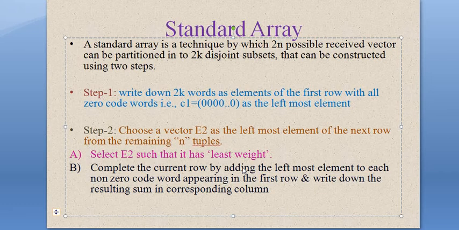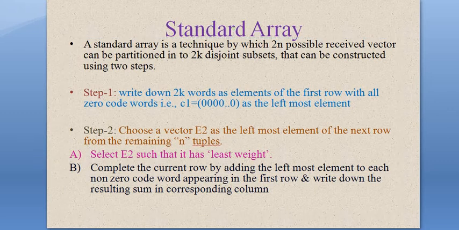Now after that, what is the second step you have to do? Complete the current row by adding the leftmost element to each non-zero code word appearing in the first row, and write down all the resulting sums in the corresponding column. Then you have to do that one by one. So this overall will make the standard array.